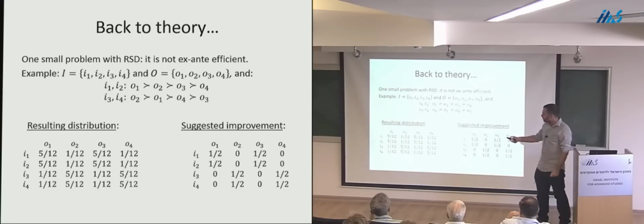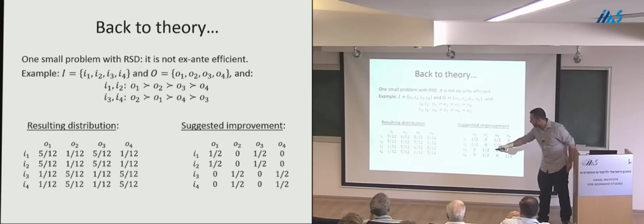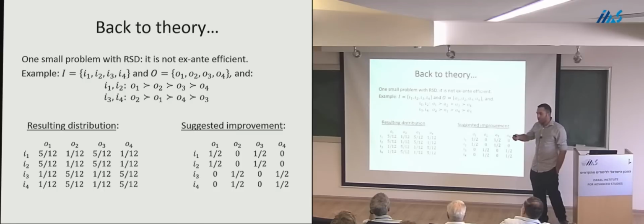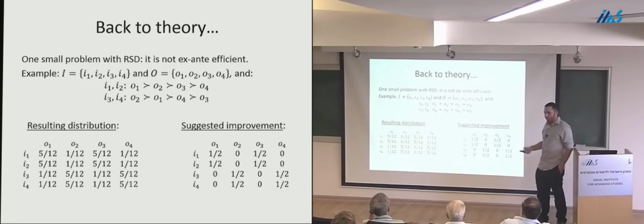Okay? If you run random serial dictatorship, this is the allocation that you'd get. This means that agent 1 gets a probability of 5 over 12 to get object 1, 1 over 12 to get object 2, and so on. How do we get to that? So let's look, for example, at this cell right here. When does agent 1 get object 2? Agent 1 gets object 2 if agent 2 was first, picked object 1, and then agent 1 came along and picked the object that she liked best, which is object 2. Okay, so that's 1 over 12.